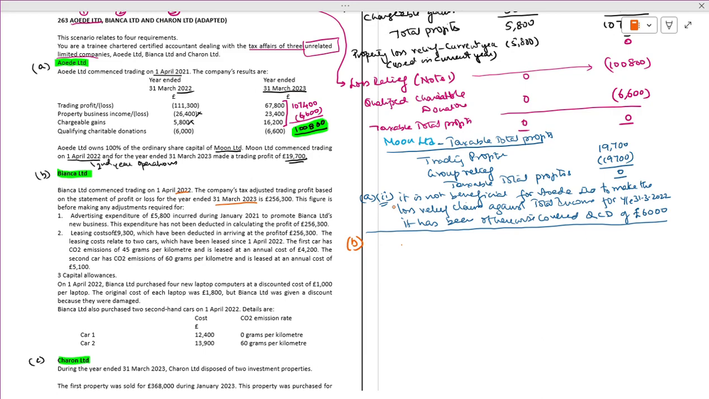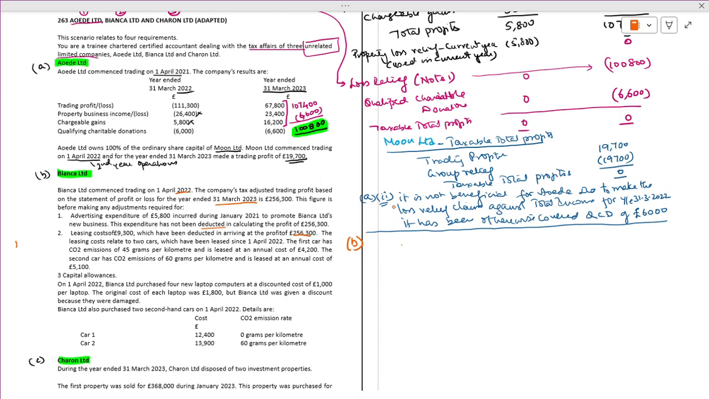They have to do further adjustment. Advertising expenditure of 5,800 incurred during January 2021 to promote Bianca's new business. The expenditure has not been deducted. We have to deduct it. How much? 5,800. Leasing cost of 9,300, very important, which has been deducted in arriving at the profit of 256,300.